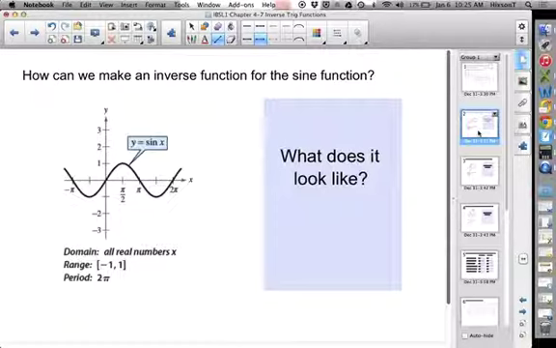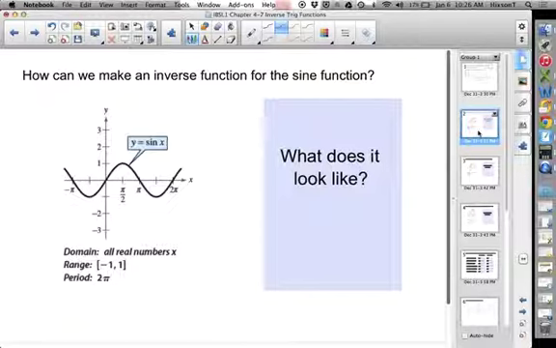Its period is 2 pi. The range goes from -1 to 1. Okay, the domain is all real numbers. How could we limit the domain? Put an asymptote for the x. Make x less than or equal.